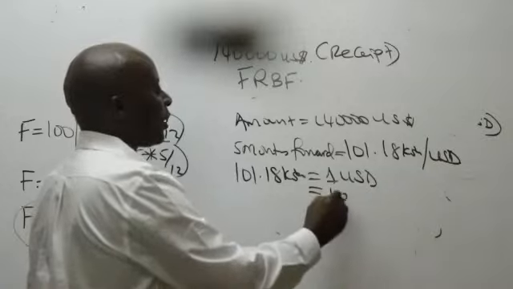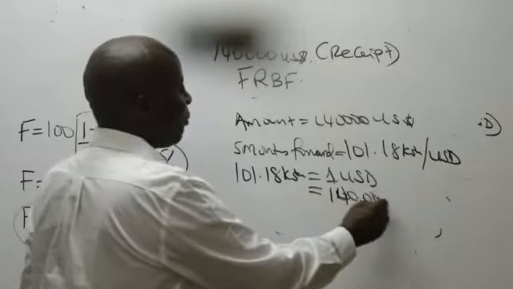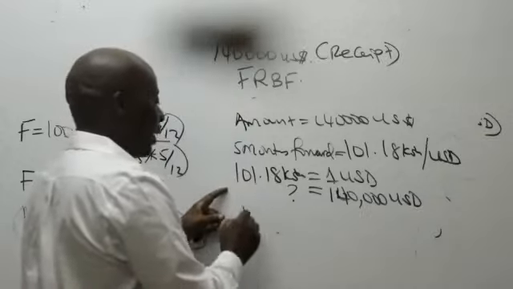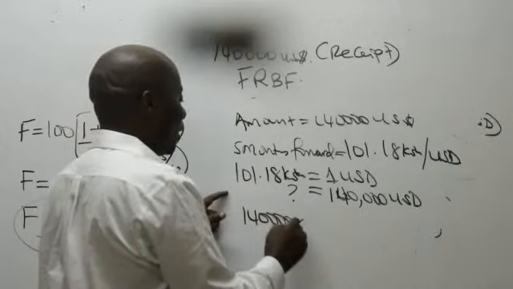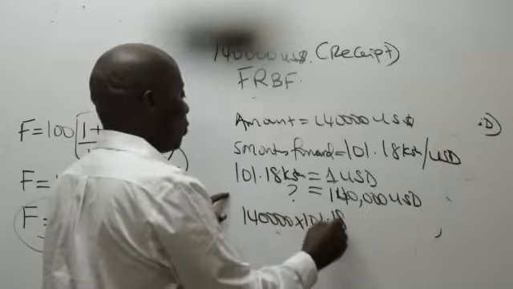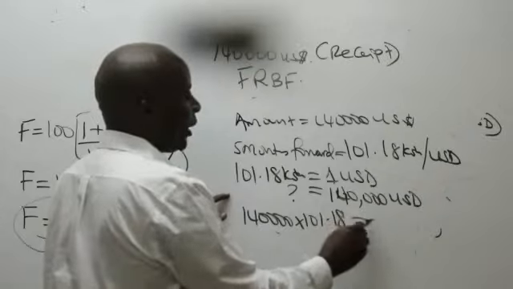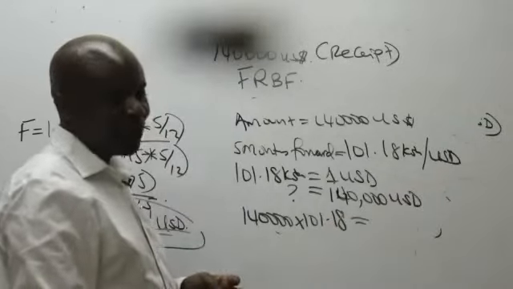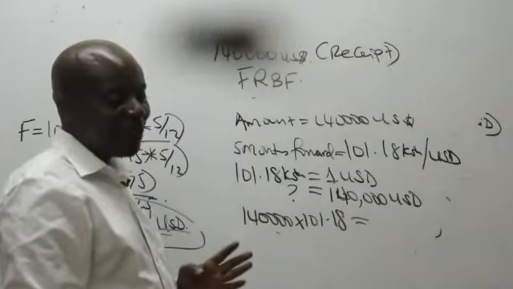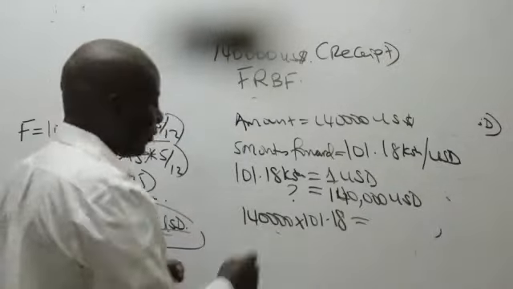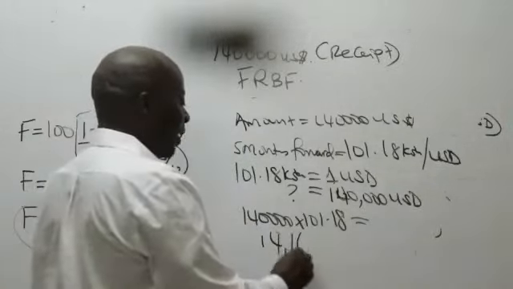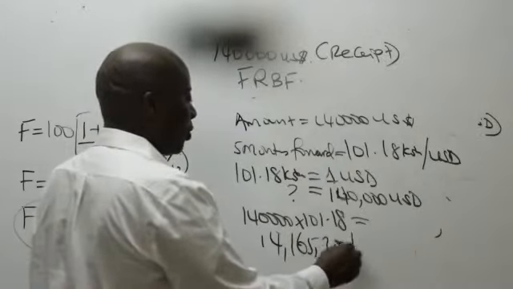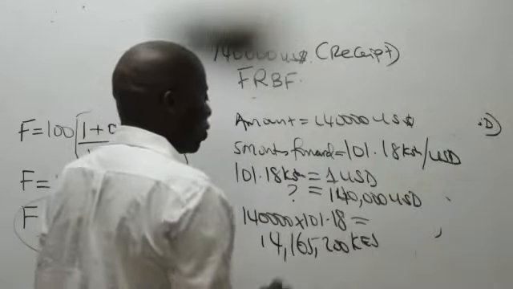How about 140,000 US dollars, like that? So when you cross multiply, it will be 140,000 times 101.18, which will end up giving me how much? 14,165,200 Kenya shillings.